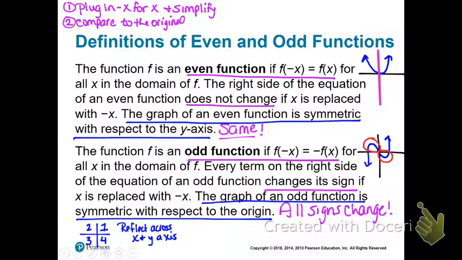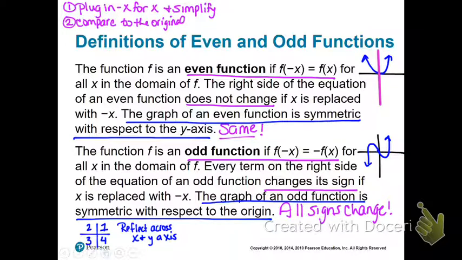Now I can obviously see that this is not even because the y-axis does not split my graph in half. Okay, if I took this right side and reflected it across the y-axis, it would have looked something like this, and it doesn't. So obviously it's not even. But I'm thinking it's odd because I see quadrants 1 and 3, the opposite quadrants, and 2 and 4, opposite quadrants.